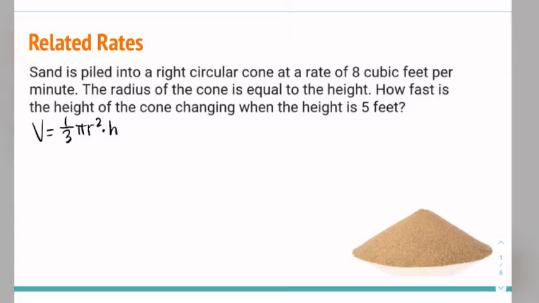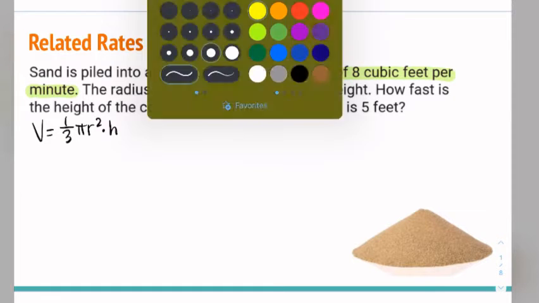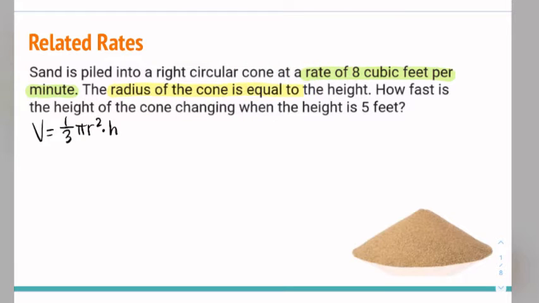So it says sand is piled into a right circular cone at a rate of 8 cubic feet per minute. The radius of the cone is equal to the height. That's a very important feature here. And that's not going to be true in every single cone, but for this cone specifically, depending on how wide or how narrow the cone is, we have to know what the relationship is between the radius and the height. So how fast is the height of the cone changing when the height is 5?